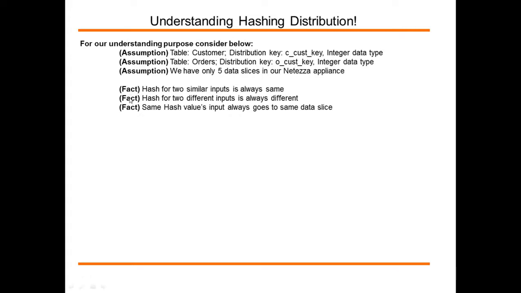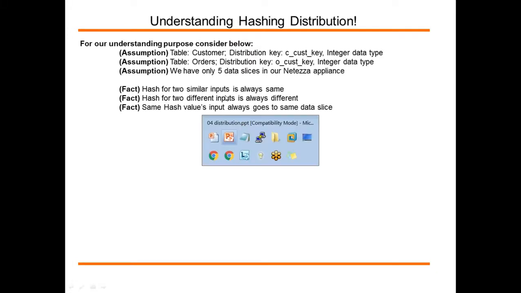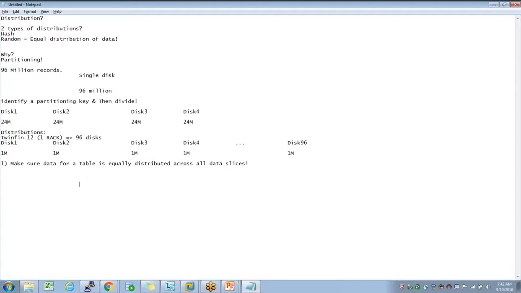Now I'm showing you three facts, three universal truths about the hashing algorithm. Hash for two similar inputs is always the same. Hash for two different inputs is always different. What do I mean by that? Hashing is an algorithm. It takes input and generates output. When I pass an input of 10 to this hashing algorithm, let's say it generates some output. Even after 100 years, if I pass the same input to this hashing algorithm, I get the same output. But please note that other than 10, you will never get this output for any other input. So two important rules.